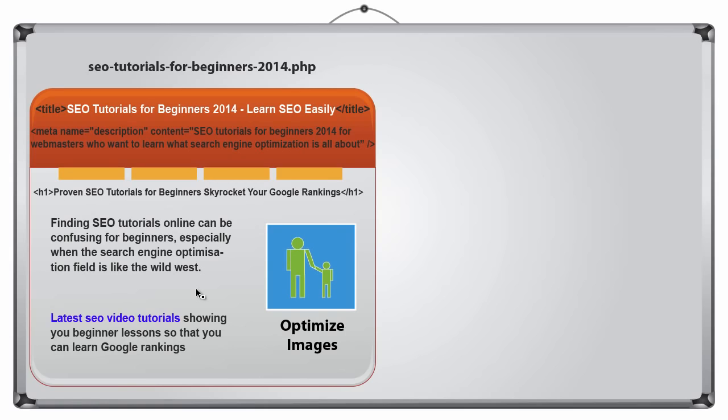So web copywriting means include your keywords within your copy and do so intelligently, meaning you don't just repeat them. If you're targeting, let's say, the keyword SEO tutorials for beginners 2014, what you can do is find related terms. In this example, search engine optimization is another word for SEO. So I utilize that instead of saying finding SEO tutorials online. And then when the SEO field is like so on, okay?